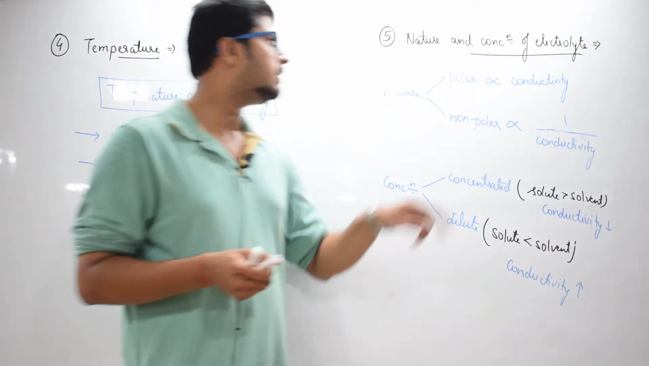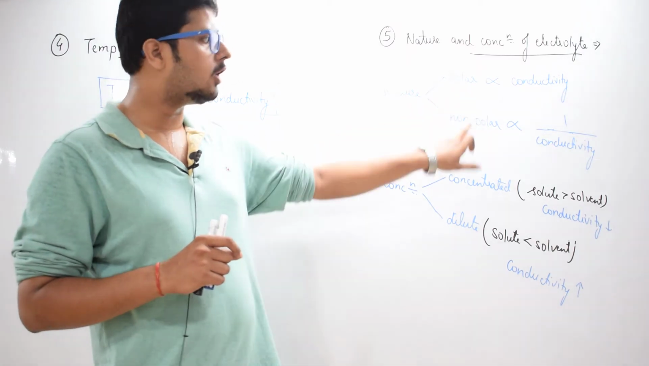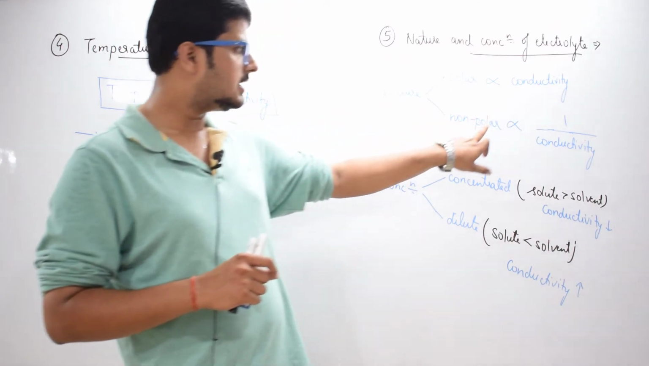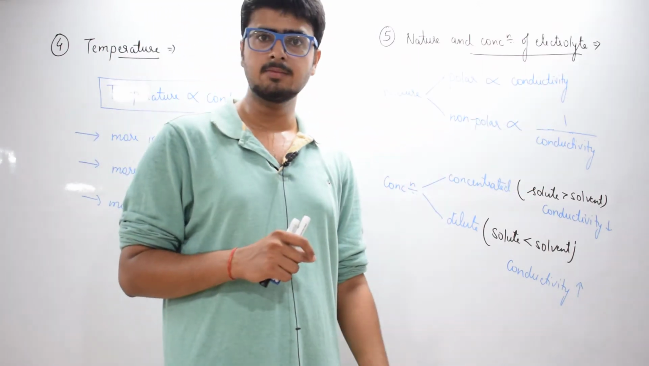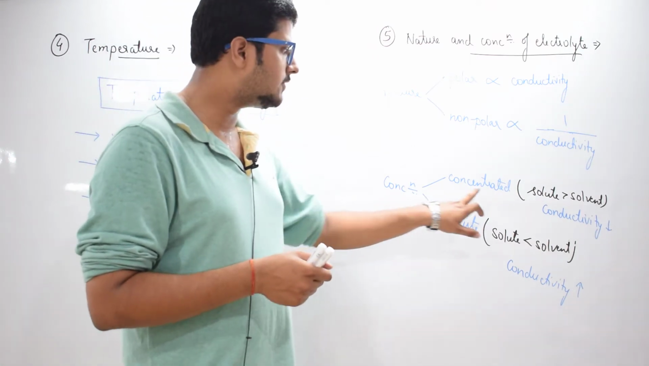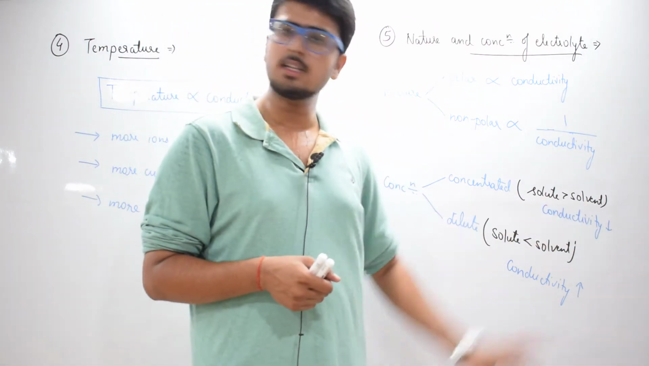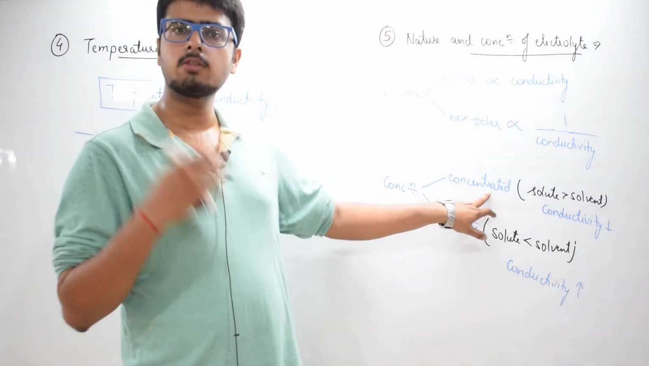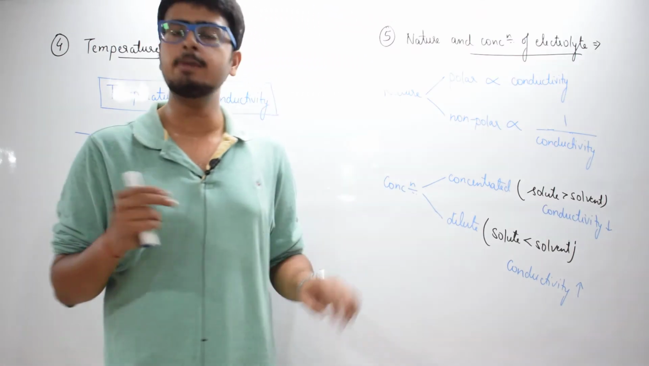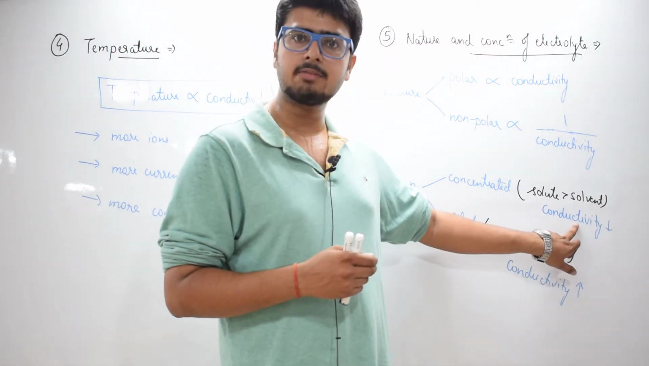And the last point is nature and concentration of electrolyte. The nature of electrolyte refers to whether it is polar or non-polar. More will be the polarity, more will be the conductivity, and lesser is the polarity, lesser will be the conductivity. And concentration refers to whether it is concentrated or dilute. Concentrated means that the amount of solute is greater than solvent. More is the concentrated, that means solute is greater than solvent, ions won't be formed easily, lesser will be the number of ions, and hence lesser will be the conductivity.